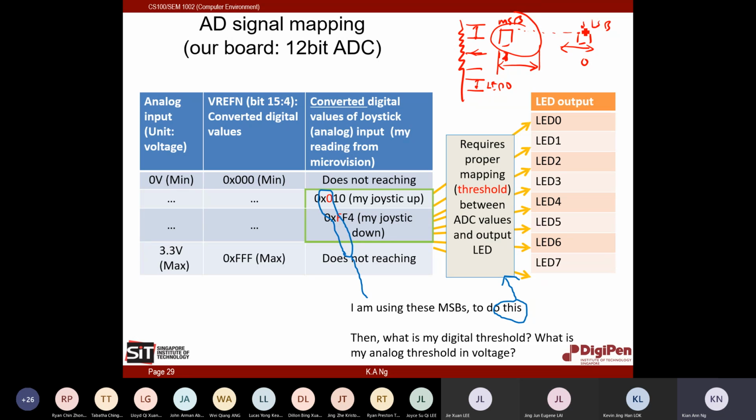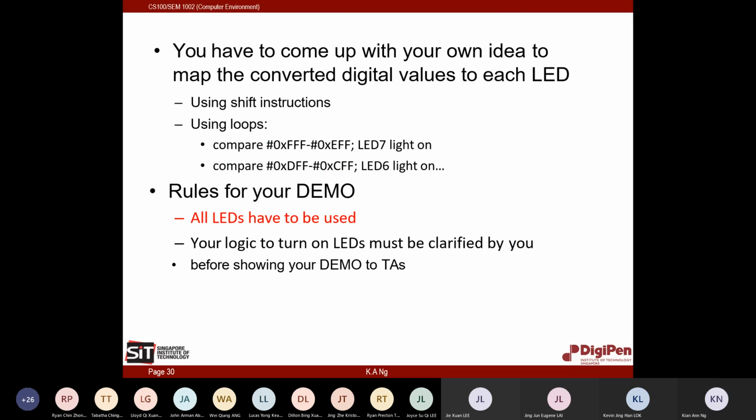Or you just very gently touch, and these bits may not even change at all. So the significance of the higher order bits is something that you may want to focus on. You may want to mask out the lower order bits. Let's say you use the higher order 4 bits, so bits 11, 10, 9, and 8, because these give you the higher signal reading. Then you will have to come up with the algorithm yourself in assembly code on which LED to light up depending on the XY reading.